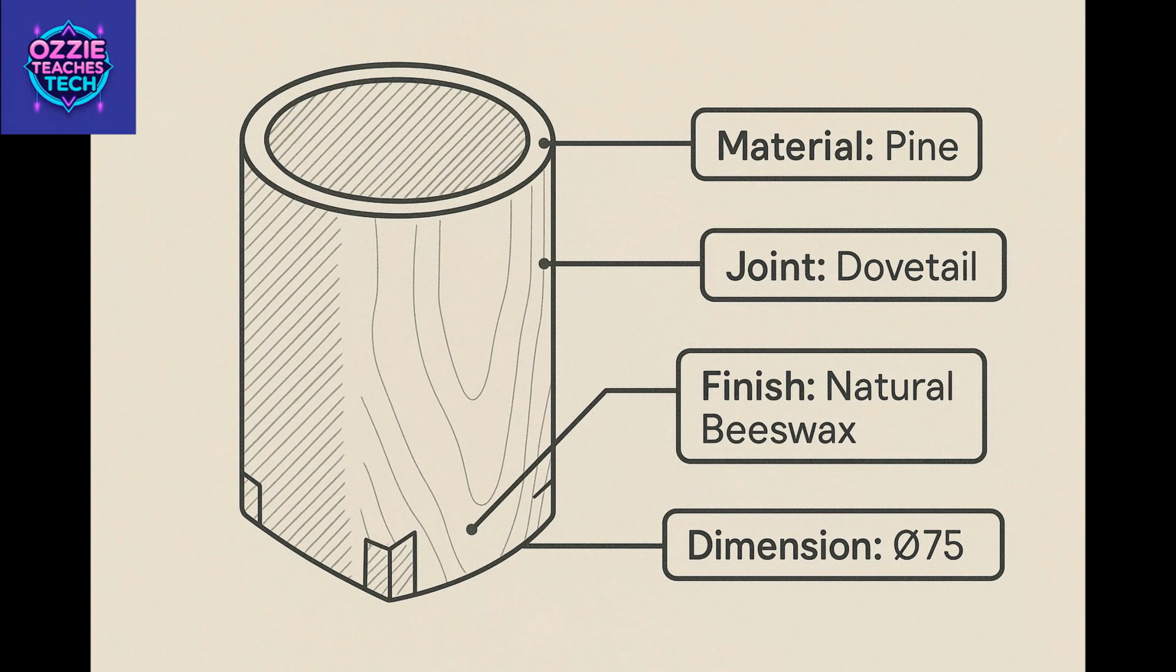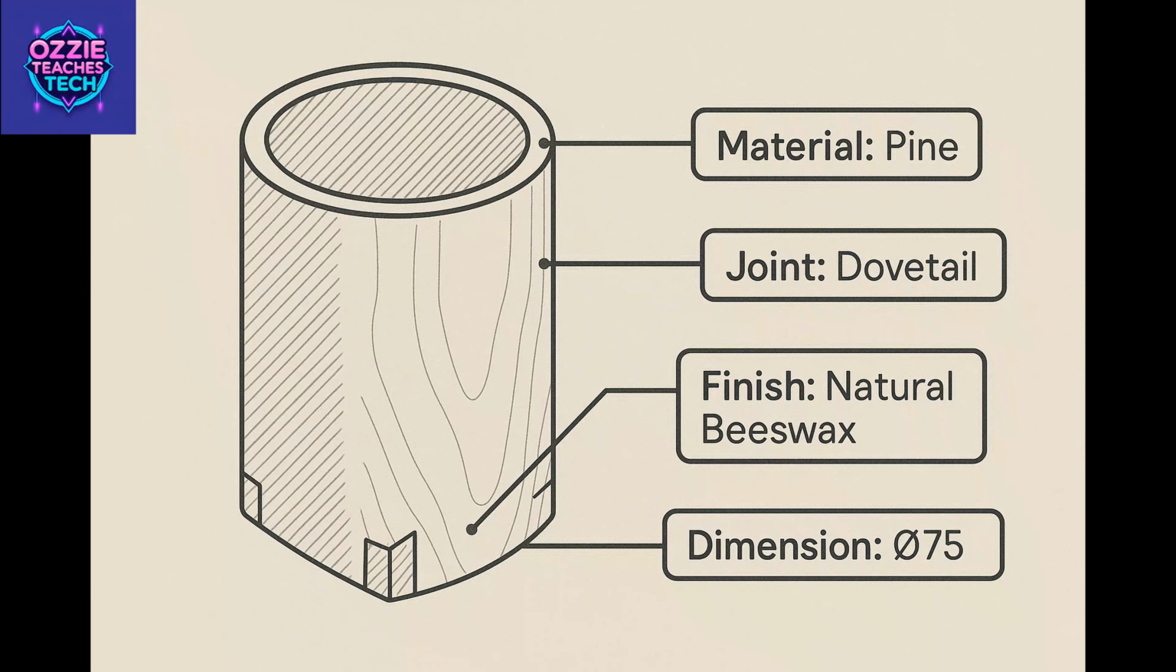4. Use proper drawing conventions. Draw to scale and state the scale. It could be 1 to 10, 1 to 5, 1 to 1, whatever it is. Draw to scale and state it. Use correct symbols and line types. Include a title block with project name, your name, date, and scale.